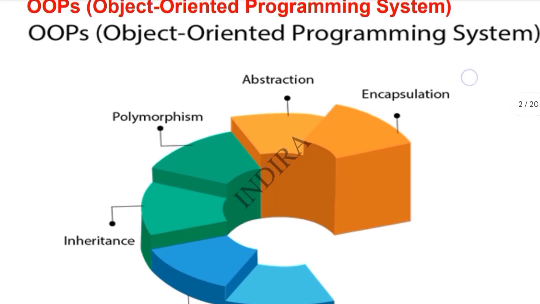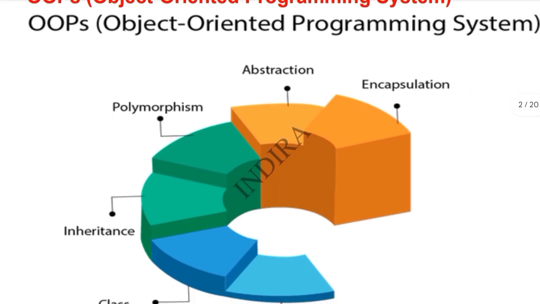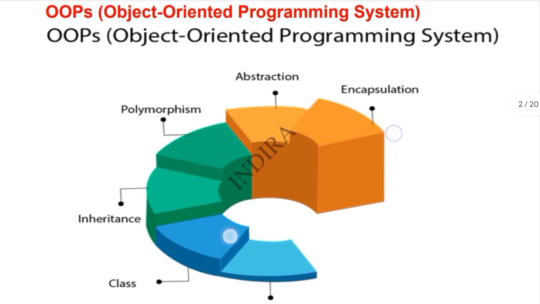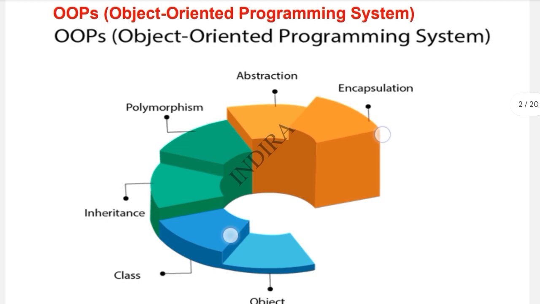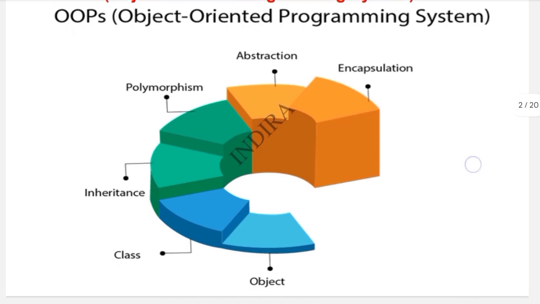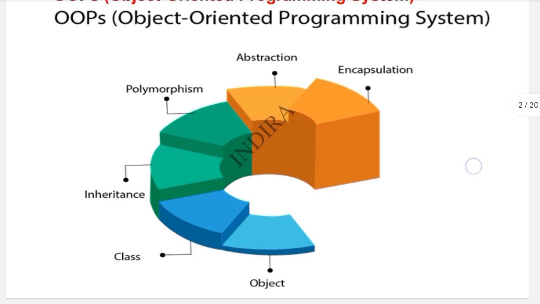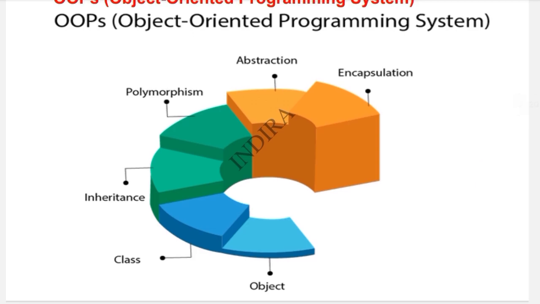Coming to the graphical representation of OOPS, it consists of object, class, inheritance, polymorphism, abstraction, and encapsulation. All these are the concepts of OOPS. So one by one, we will discuss all these concepts of OOPS. So before going to learn the concepts of OOPS, let's complete the definition of OOPS.